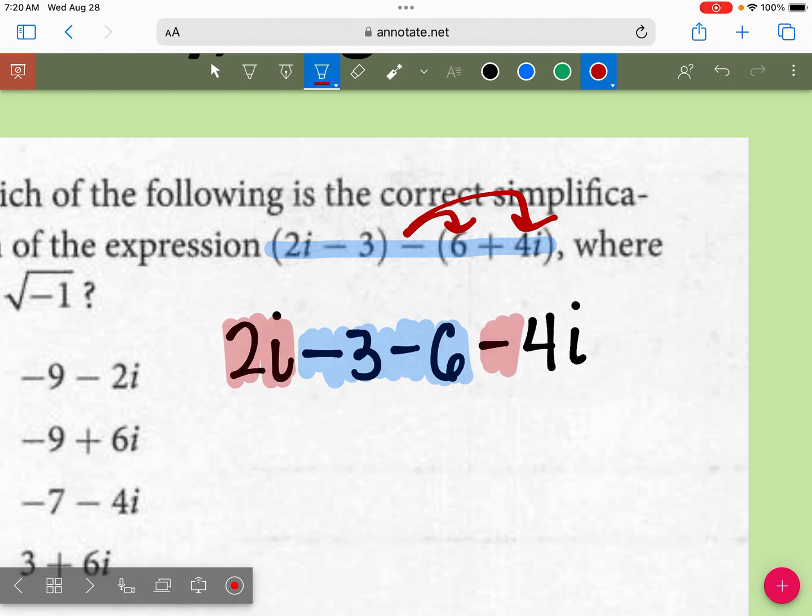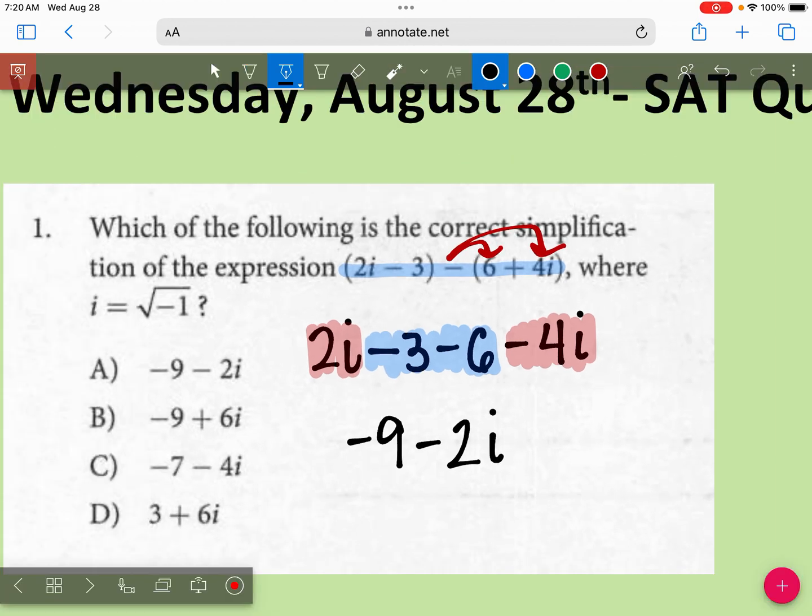And then you're going to add together these numbers. So negative 3 minus 6 is negative 9. And then 2i minus 4i would be what? So I agree with the first answer. The answer should be A.